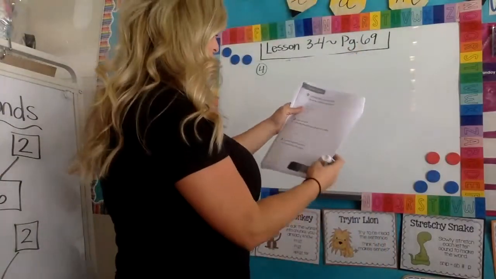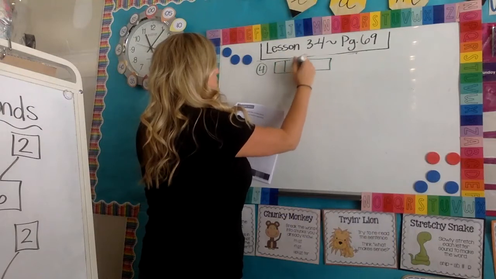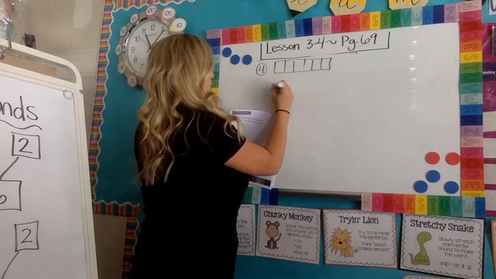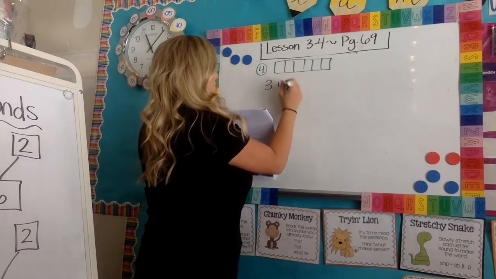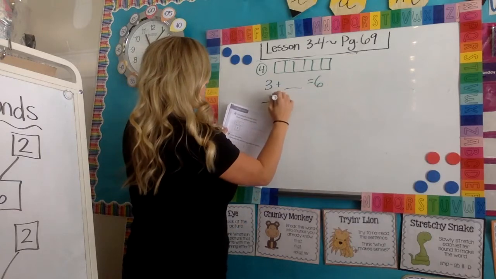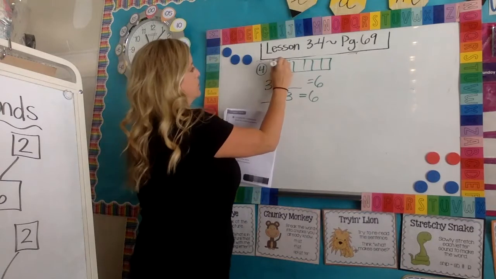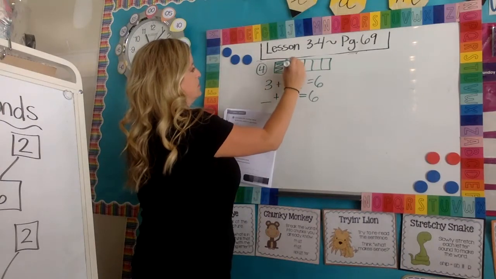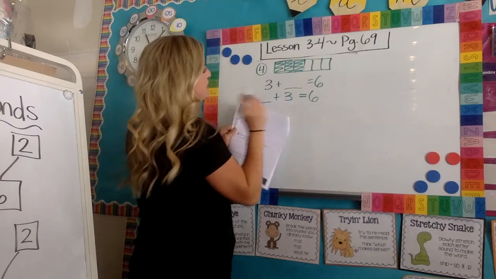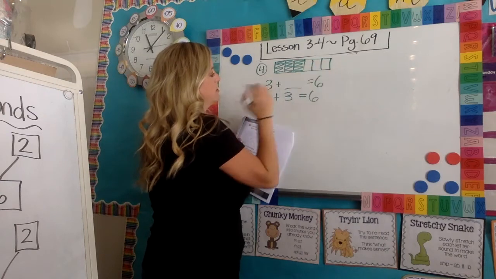So I don't know what the first number is, but I do know that one of my add-ins is 3. So I know 3 plus blank equals 6. All I am doing is flipping it. The book has it like this. I'm just flipping it already. So I'm going to color in 1, 2, 3, because I know one of those add-ins is 3. Then I'm going to count the rest that I did not color in. 1, 2, 3.